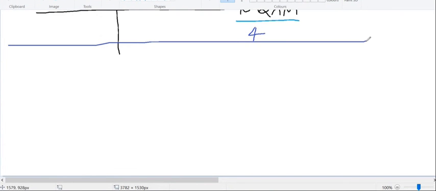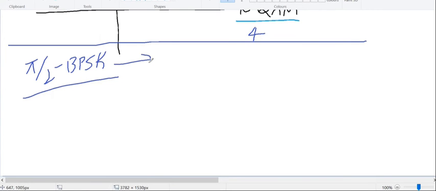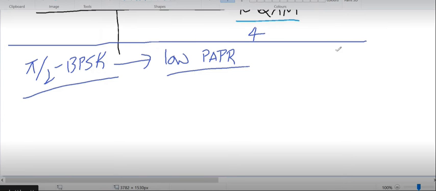Yeah, pi by 2 BPSK, which is introduced newly in 5G, right? So why is this used? You will get the reason: low PAPR. But actually, how is low PAPR achieved with this? If you see the normal BPSK constellation, it will be like this, right? So it will be 1, 0. This will be -1, 0.